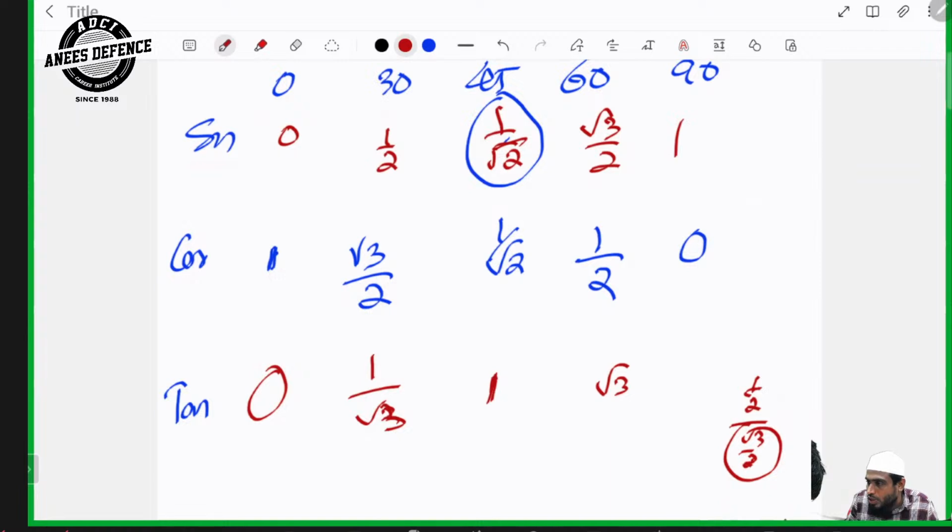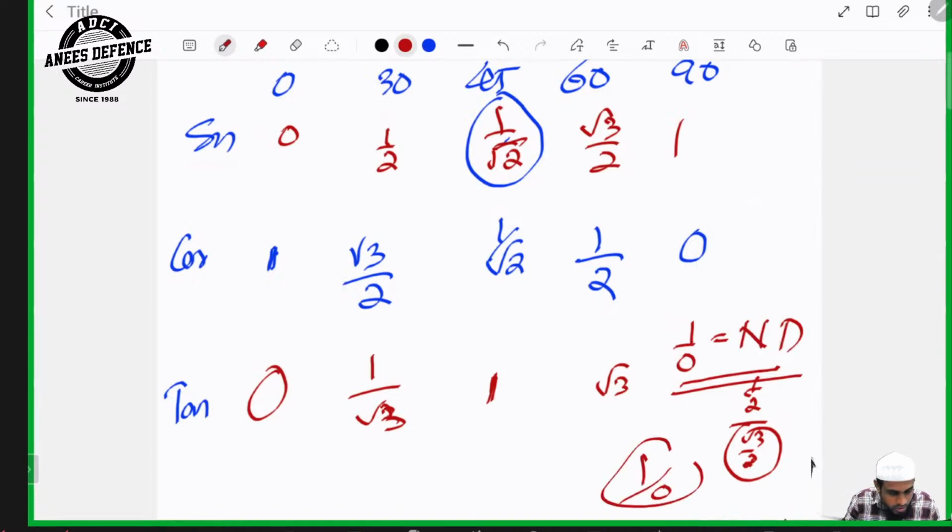Here, 1 by 0. What is 1 by 0? In 1, how many zeros are there? You don't know. Somebody will say 1 crore zeros are there in 1. No. If you add 1 crore zeros, you will not get 1. So 1 by 0 is not defined. There is no meaning of 1 by 0. Understood? Okay.